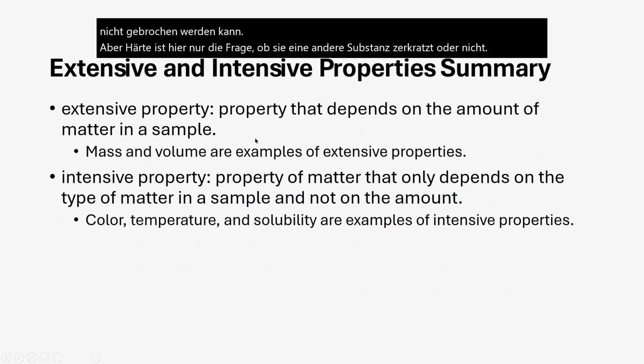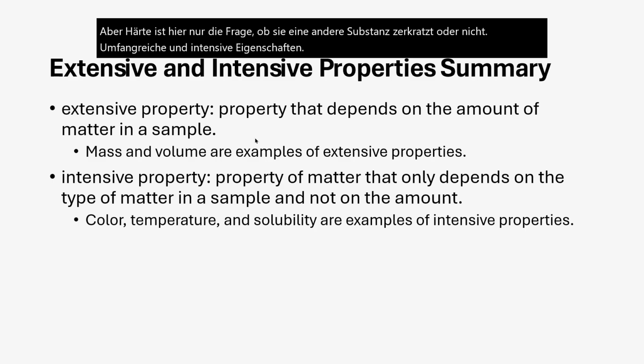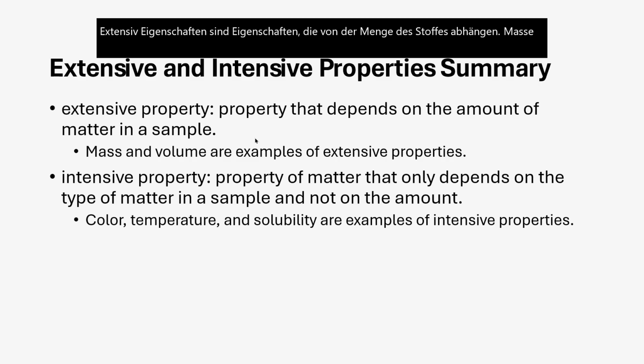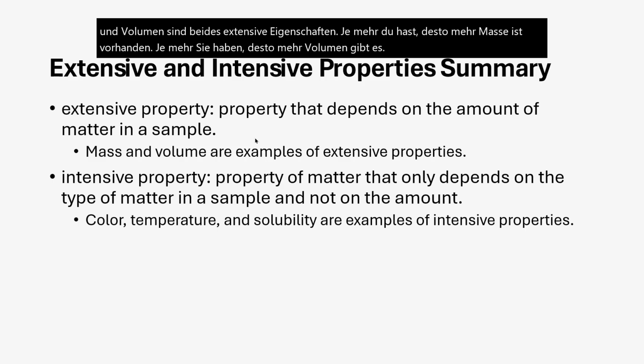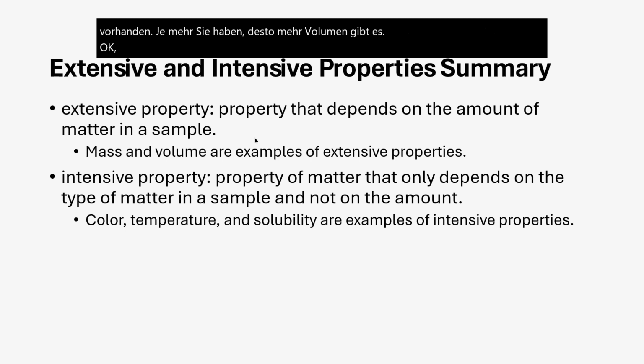Extensive and intensive properties. Extensive properties are properties that depend on the amount of the substance. Mass and volume are both extensive properties. The more you have, the more mass there is. The more you have, the more volume there is. If you have 2 liters of soda and you drink half a liter, you now have less volume of soda.